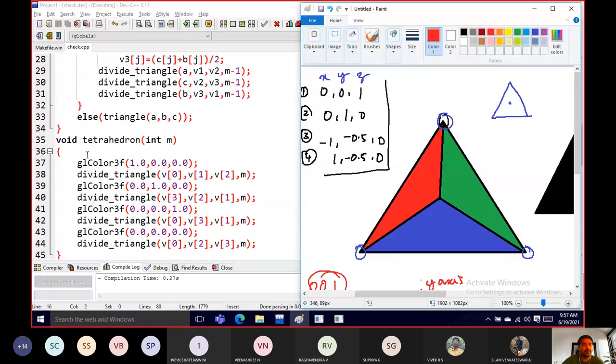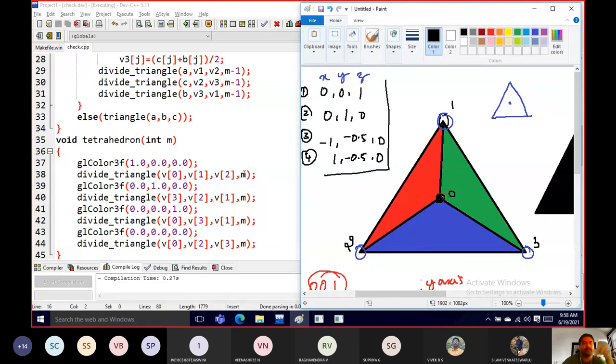So we'll come back. glColor3f, red color, select a red color. Then divide the triangle 0, 1, 2. So which was the 0th one? The 0th one was this. So this vertex is 0, this vertex is 1, this vertex is 2, and this vertex is 3. Then connect the 0, 1, and 2 vertices.